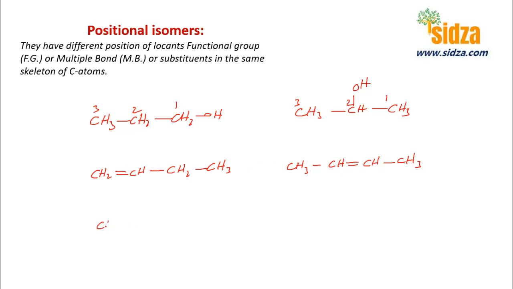Or you can write it like this. You have another molecule, CH3 CH2 CH2 CH2 and the chlorine here. This is 1-chlorobutane, and you can have a chlorine on the second carbon also, then it will be called 2-chlorobutane. So these are the positional isomers. The position of the substituent group here is different. So 1-chlorobutane and 2-chlorobutane are positional isomers.